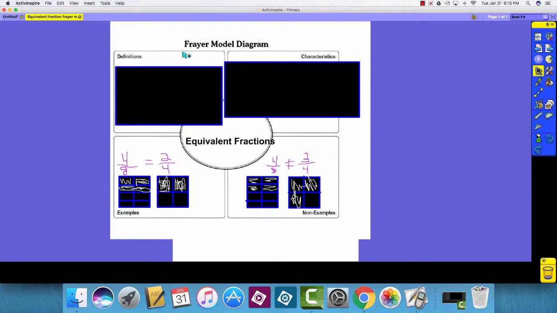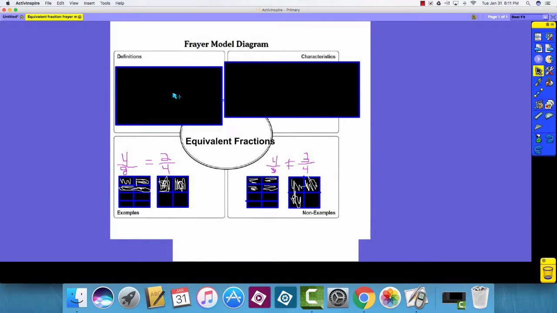So today for our new word wall vocabulary word, we're going to learn about equivalent fractions, okay? On Monday, we learned a little bit about equivalent fractions, and today we're learning more. As I'm going through each of these squares today, I want you to pause the video when I tell you to and write the things down in your own squares, all right? So here we go.